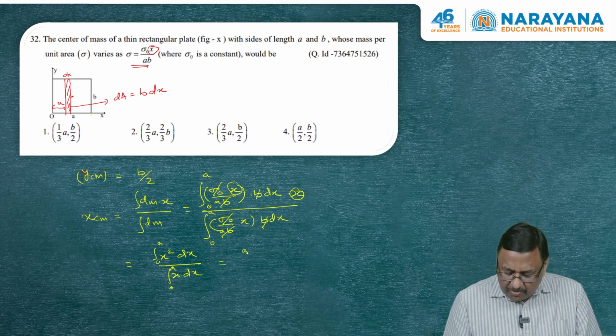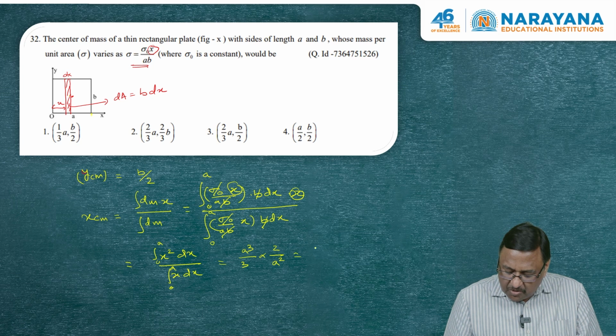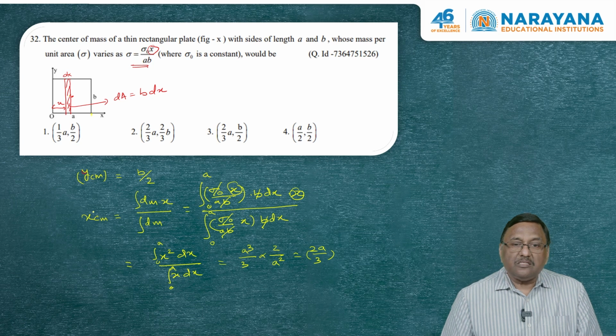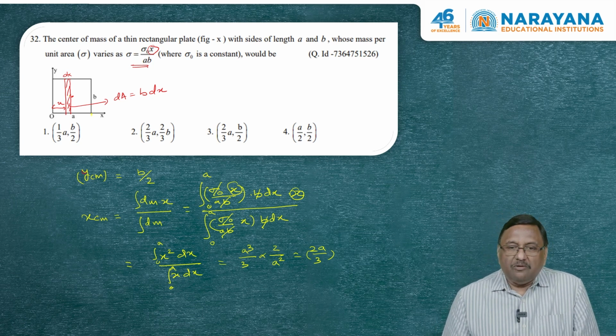It is a cube divided by 3. I hope there is no need to solve all such simple things. It is a cube by 3 over a square upon 2. What are you going to get now? That means 2a divided by 3 is now my x coordinate of center of mass. And in the options, you can see it is option number 3. It is given to be 2 upon 3a and b by 2.